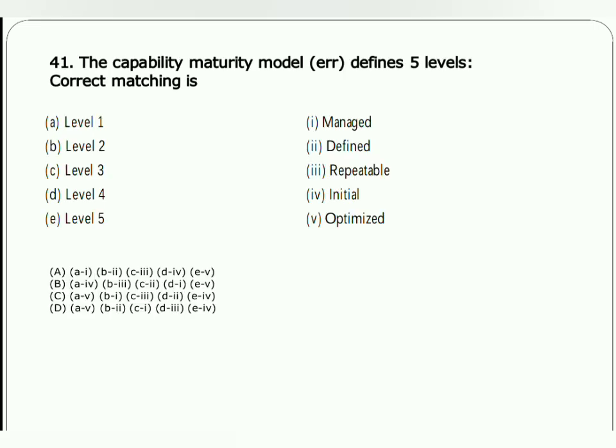Okay. Next one. The capability maturity model defines 5 levels. So match these 5 levels with their defined process. Level 1 to level 5. Capability maturity model is a methodology used to develop and refine an organization's software development process. CMM has 5 process maturity levels based on certain key process areas: initial, repeatable, defined, managed and optimized. So here the initial is the level 1 process.